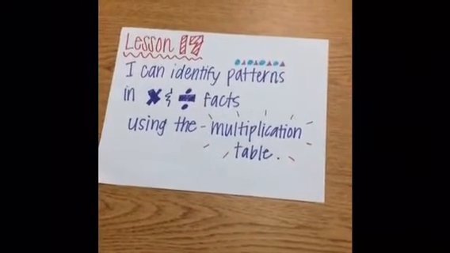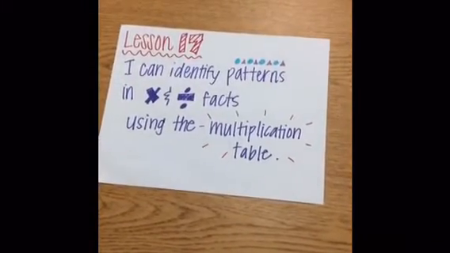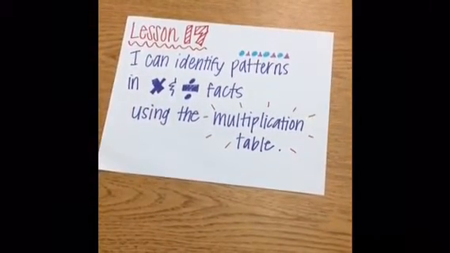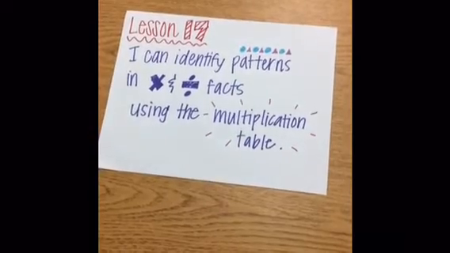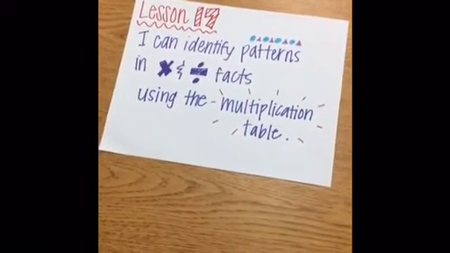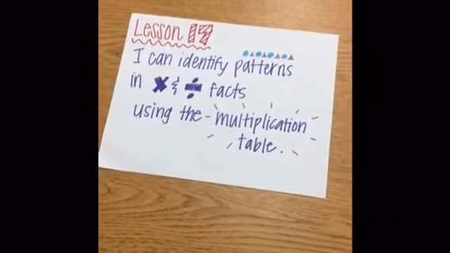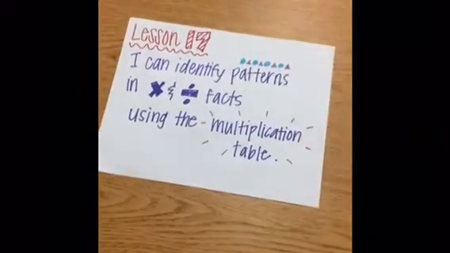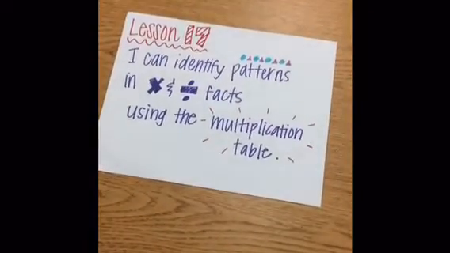Tonight's lesson is lesson 17. I can identify patterns in multiplication and division facts using the multiplication table. So today in class we are to use the multiplication table to find out some interesting patterns between even numbers and odd numbers. We're going to be talking today about something a little bit different.